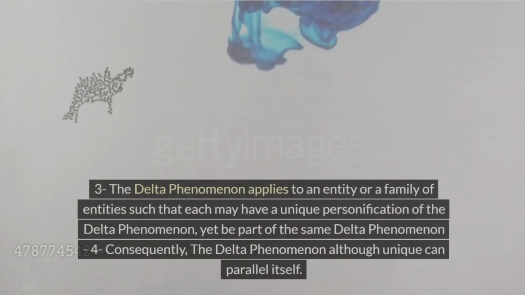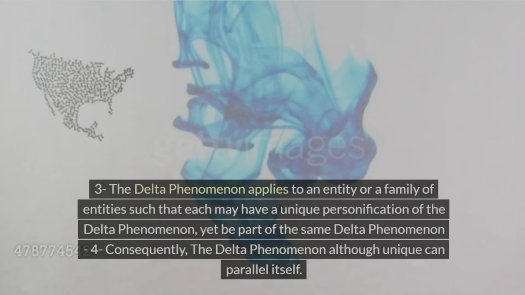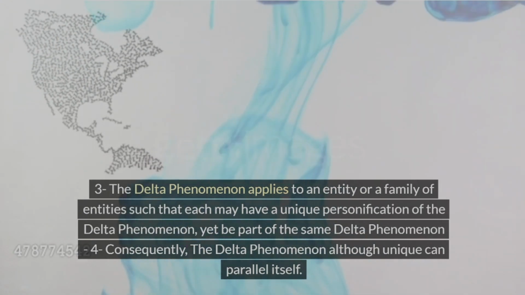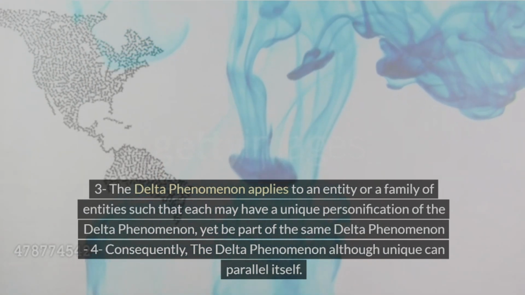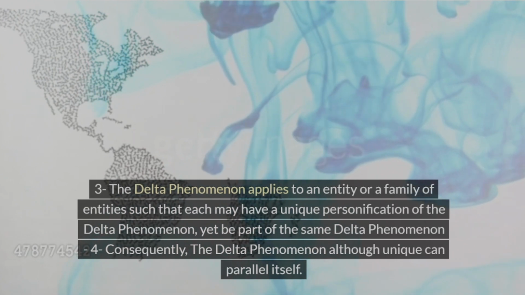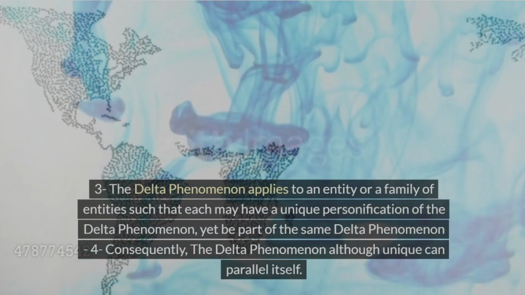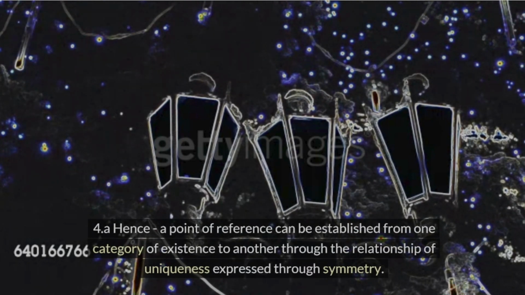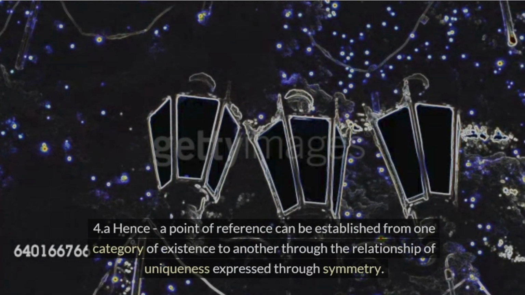3. The delta phenomenon applies to an entity or a family of entities such that each may have a unique personification of the delta phenomenon, yet be part of the same delta phenomenon, for consequently, the delta phenomenon, although unique, can parallel itself. 4. Hence, a point of reference can be established from one category of existence to another through the relationship of uniqueness expressed through symmetry.